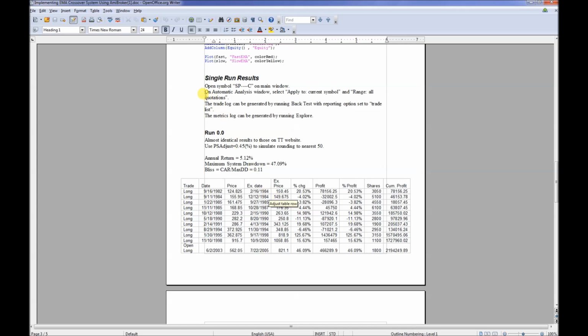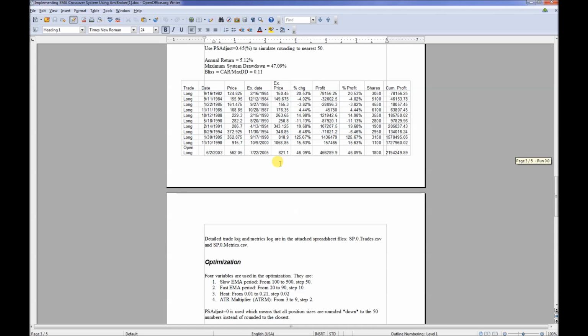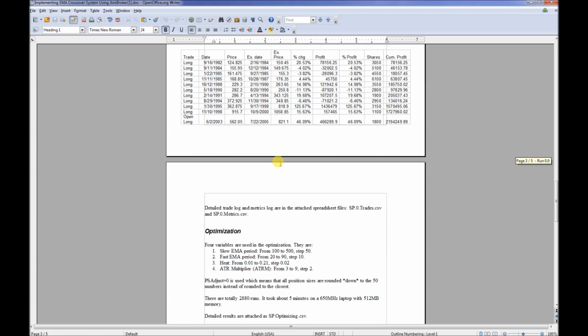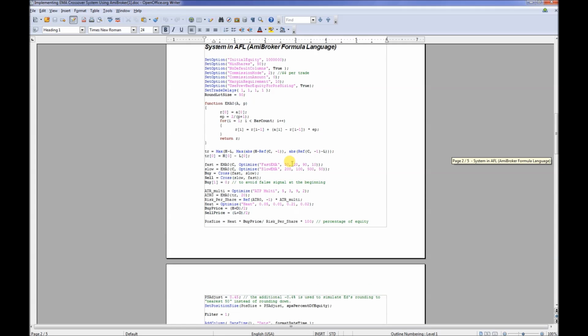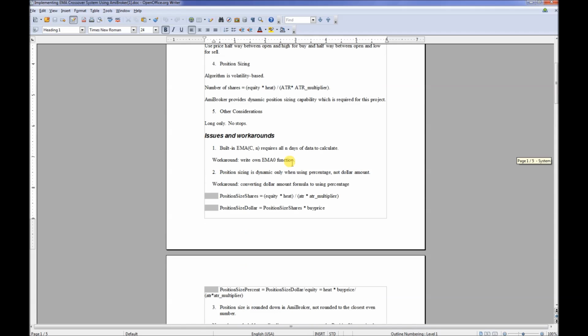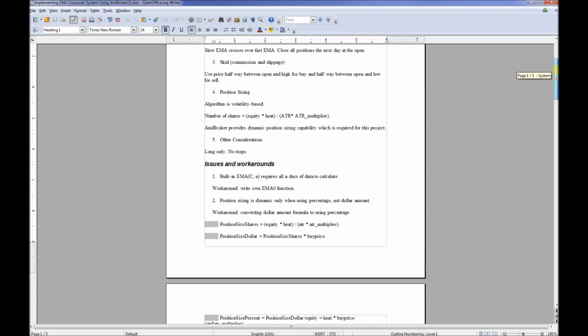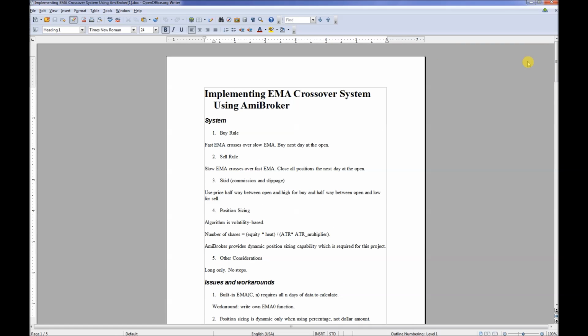If you look at their first run, they have an annual return of 5%, maximum system drawdown 47%. So, not a great system, but it definitely shows promise. And if a guy like Ed Sekoda's looking at it, it's probably worth studying a little bit more. So I will send this out when I send out a link to this video via email to all of you involved, Sam, Rick, JB, Sue, and whoever else might want a copy of it.